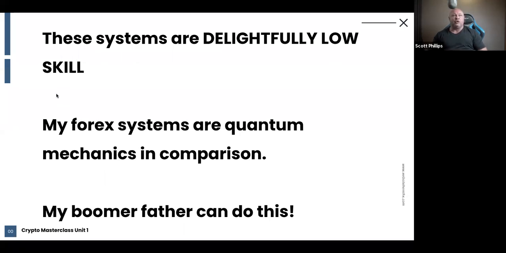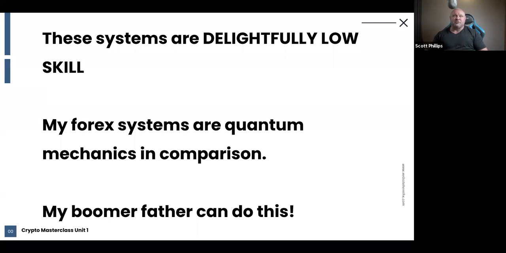If any of you feel like the Forex system, which I trade, is a little bit difficult, yeah, I feel you. This is not like that. The Forex system is a high degree of skill, high degree of difficulty. It's a professional day trading scalping system. It is what it is.